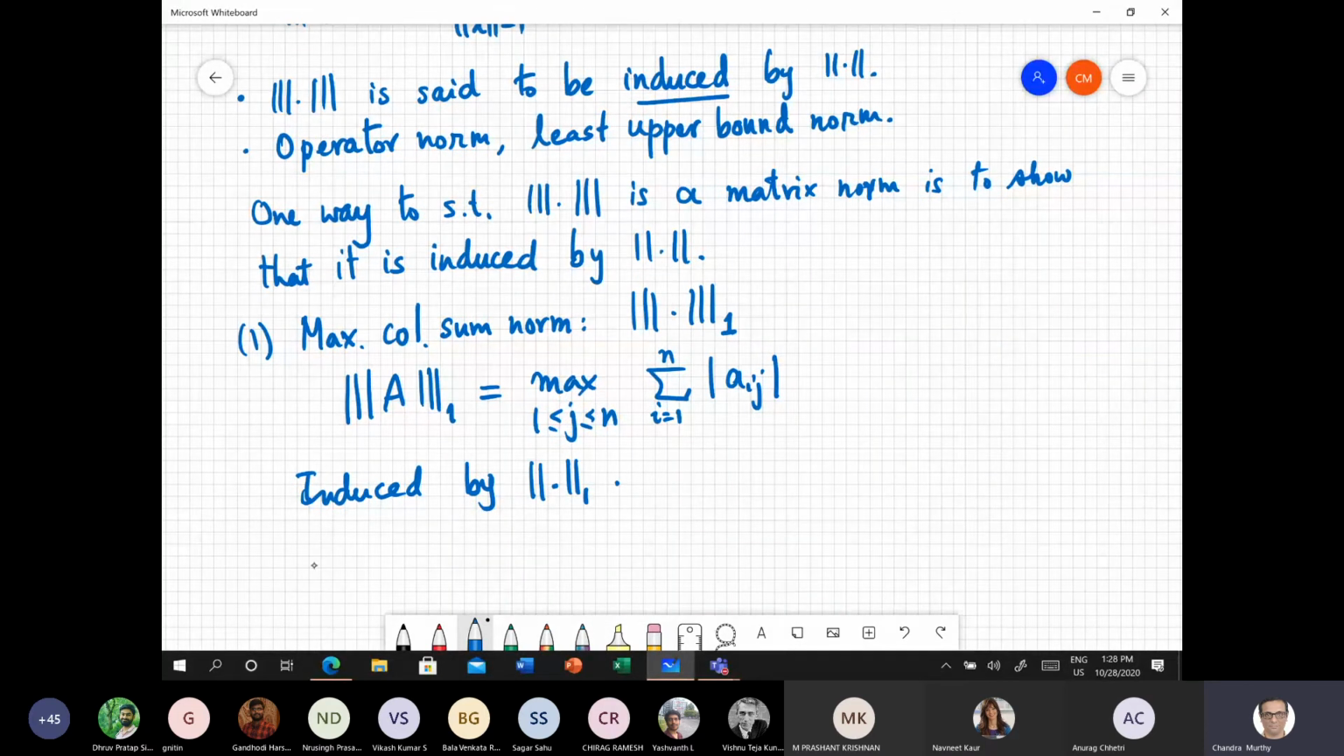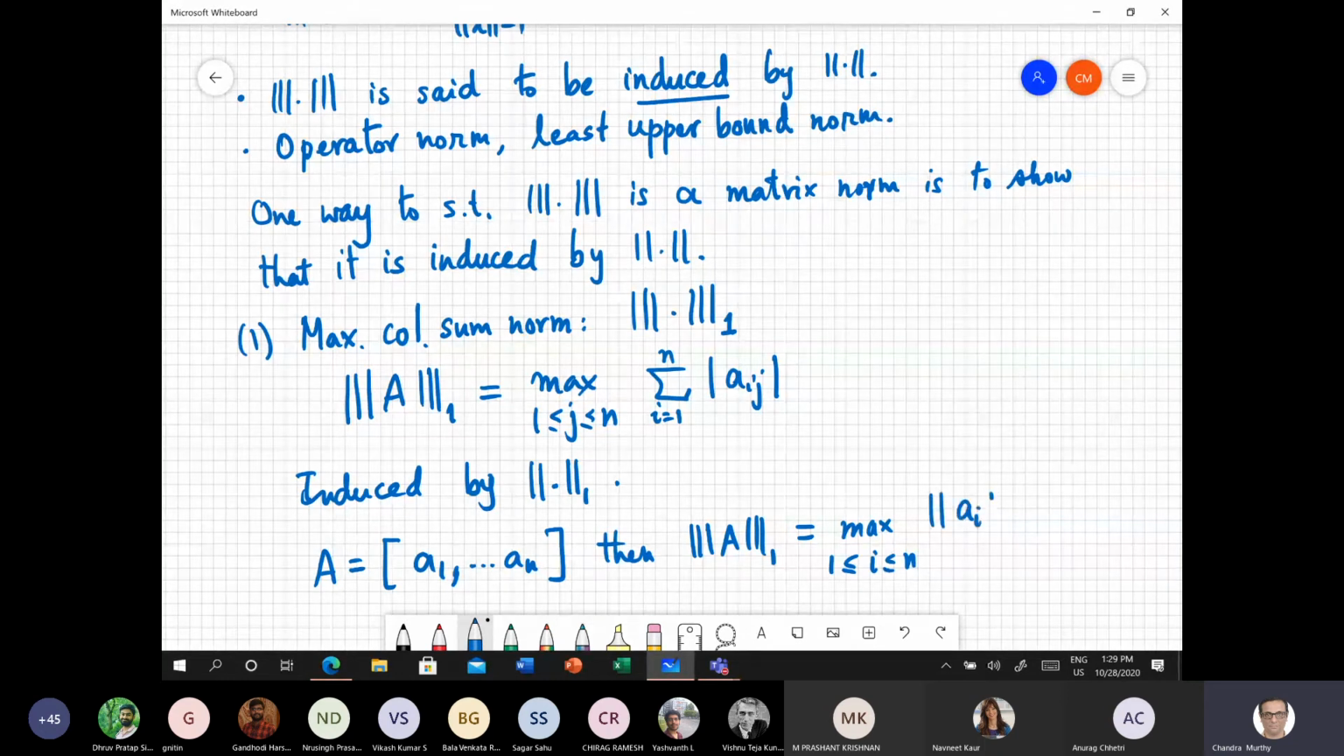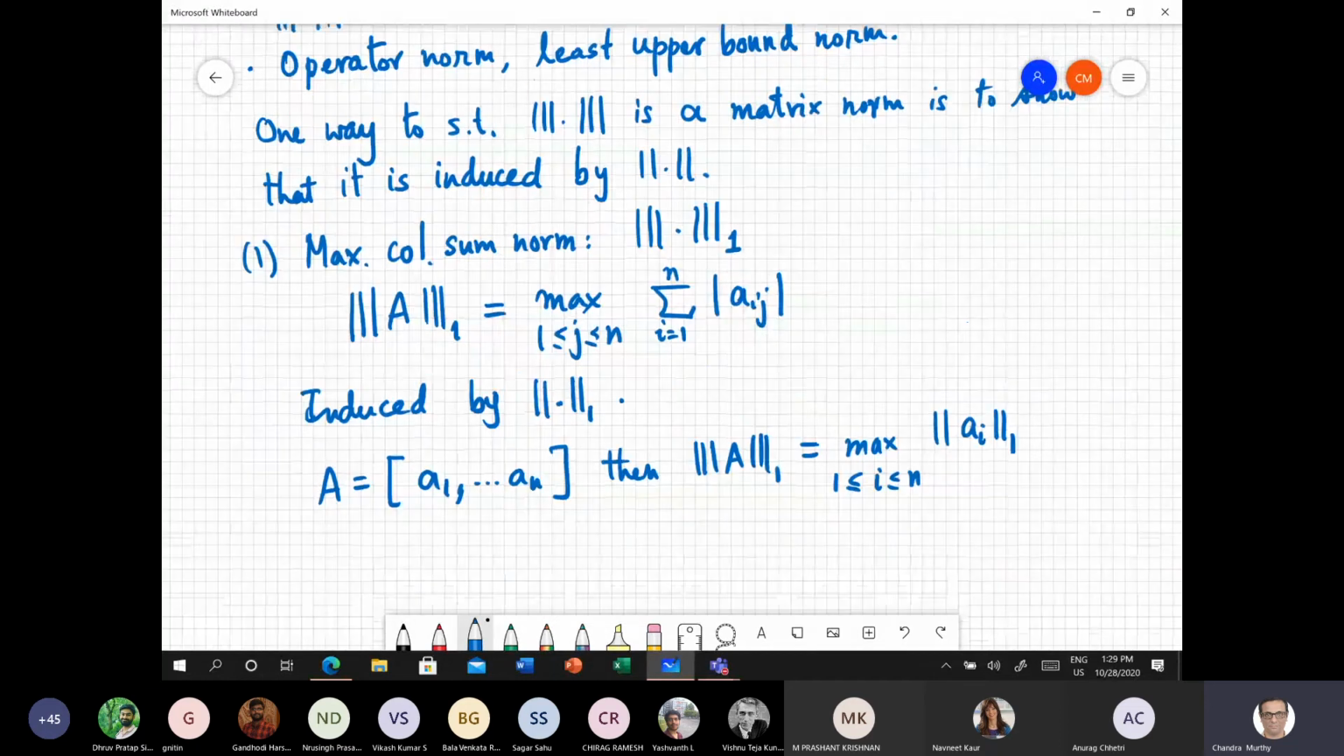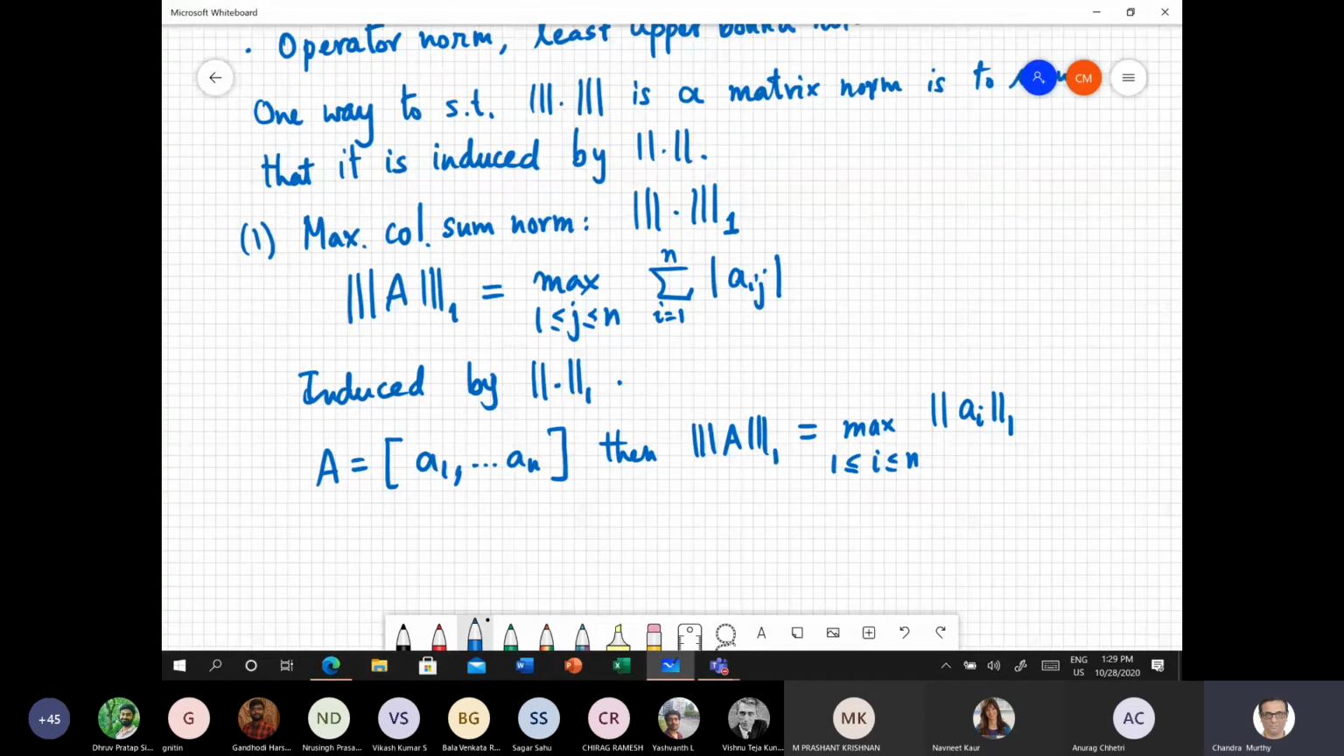To quickly see that, if I have A equal to [A1 ... An], then the norm of A, L1, is equal to the max over 1 less than or equal to i less than or equal to n of the L1 norm of Ai. As I just mentioned, this norm is taking the max of the L1 norms of the columns of A. The largest L1 norm among the columns of A is this matrix norm.